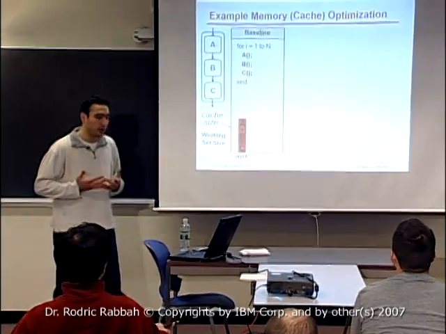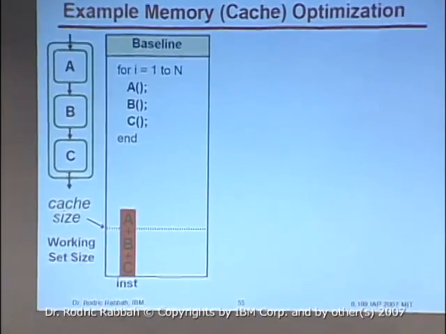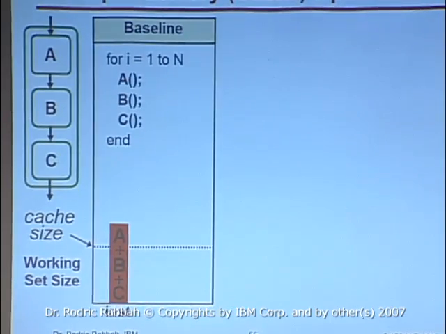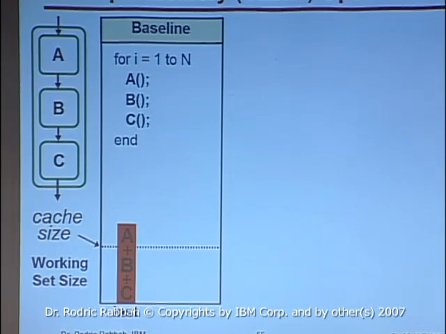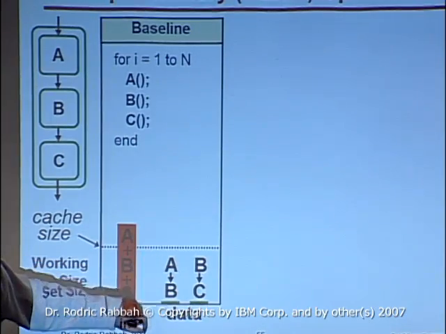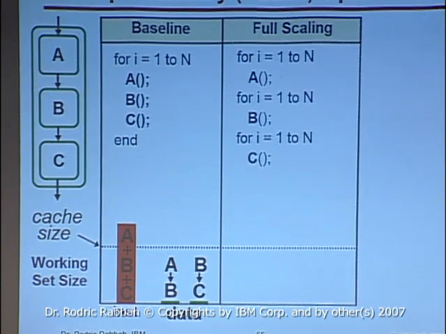Now, what about the data? So we have the same example. Here we saw that the instruction working set is big, but what about the data? So let's say, in this case, I'm sending just a small amount of data, then the behavior is really good, right? My data working set is a small amount of data that I need to communicate from A to B. There's a small amount of data you need to communicate from B to C. So that's great. No problems with the data cache.